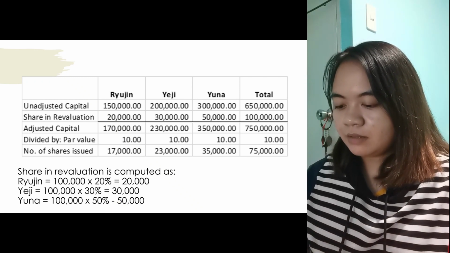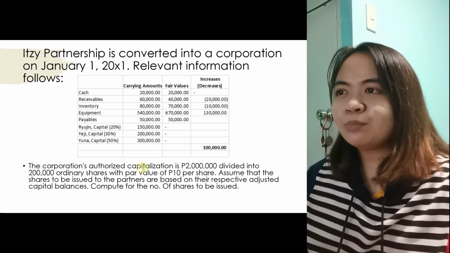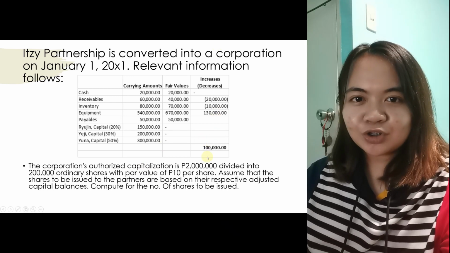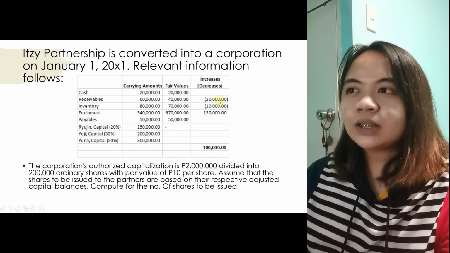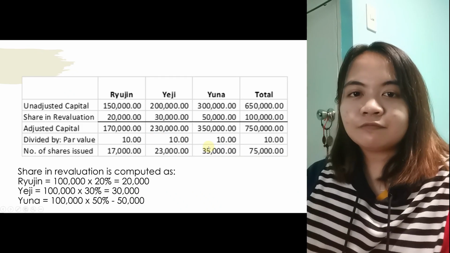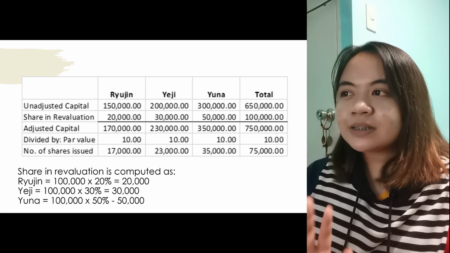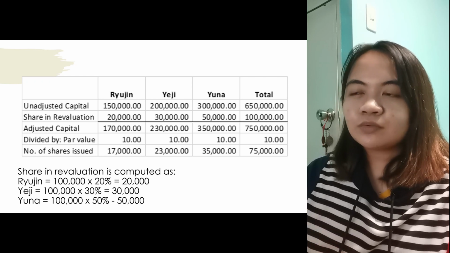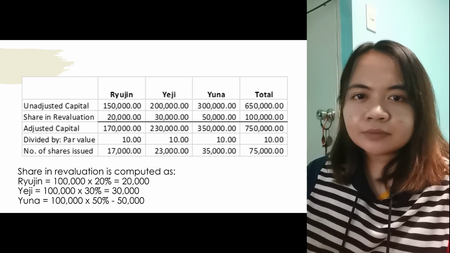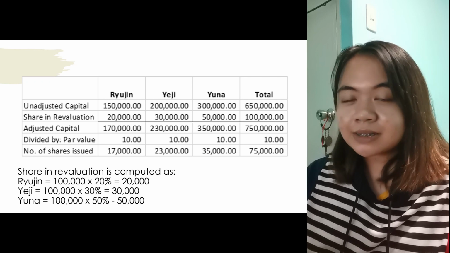Okay? So, ma'am, where did the 100,000 we computed come from? That's actually the net gains or losses in revaluation. Okay, so negative 20, negative 10, plus 130, you get a revaluation gain of 100,000. So, that's what they divided. So, their adjusted balances are 170, 230, 350, for a total of 750. That's the adjusted total capital. Okay, now, is there any income or losses that were not recorded? The problem didn't say anything.